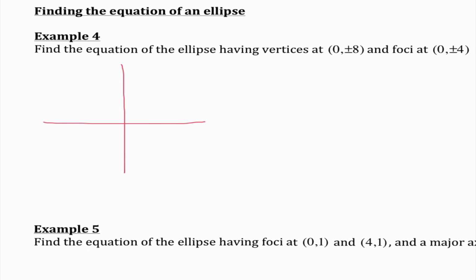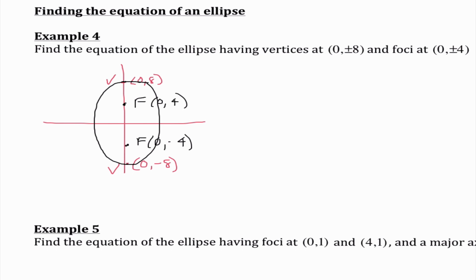Notice they don't tell me a center or anything. They just tell me, okay, here at 0, 8 is a vertex, and here at 0, negative 8 is a vertex. And I have a focus like here at 0, 4, and a focus like here at 0, negative 4. Okay, I don't really know what this looks like, and that's okay. We know it's going to be something like this, but things we do know.